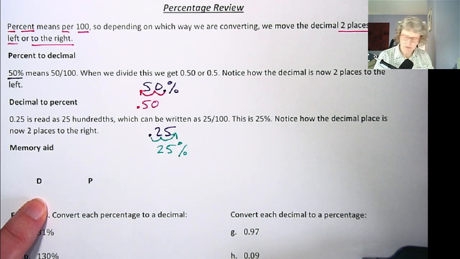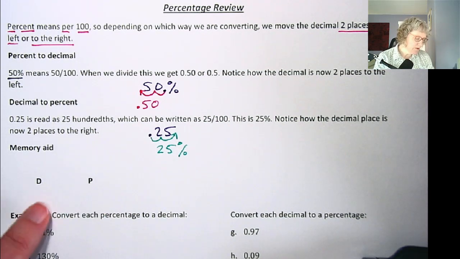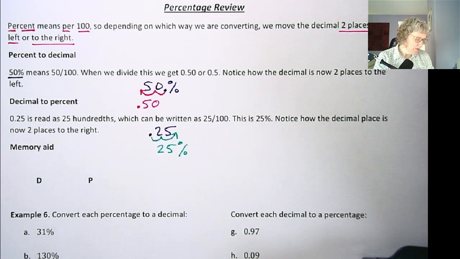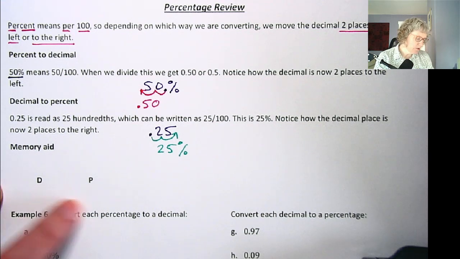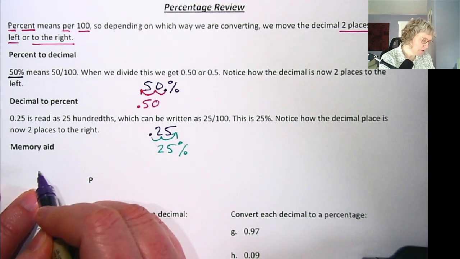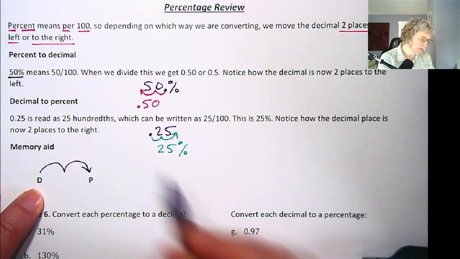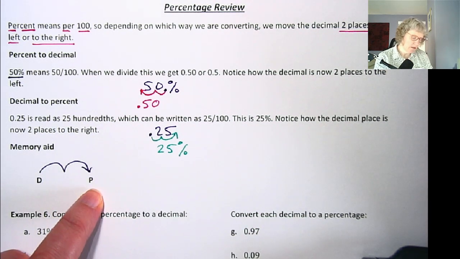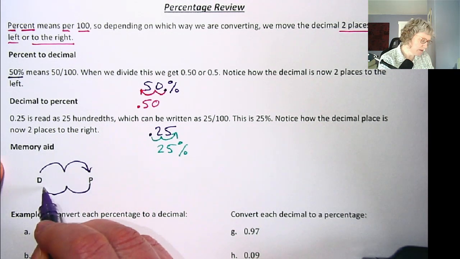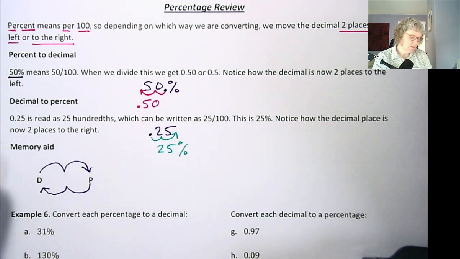Now, some students showed me this memory aid once, which I thought was really cool and very helpful. So I wrote a D and a P, and these are for decimal and percent, and they're in alphabetical order, if that helps you to remember which one goes first. So decimal to percent. If you have a decimal and you're trying to get to a percent, you're going to go to the right. And then if you have a percent and you're going to a decimal, you're going to go two places to the left. So I'll draw a little 2 steps to the right and 2 steps to the left.